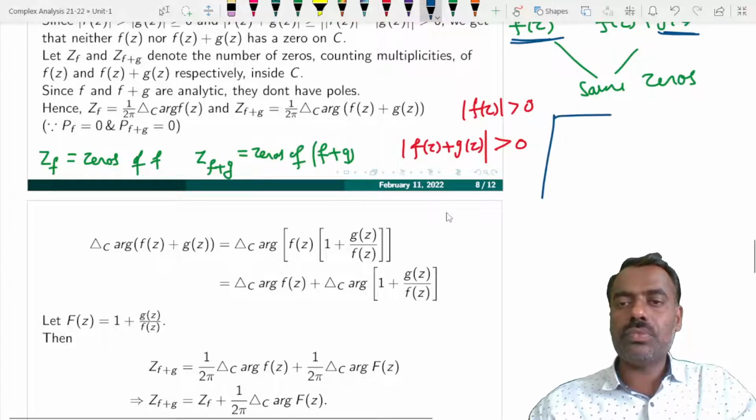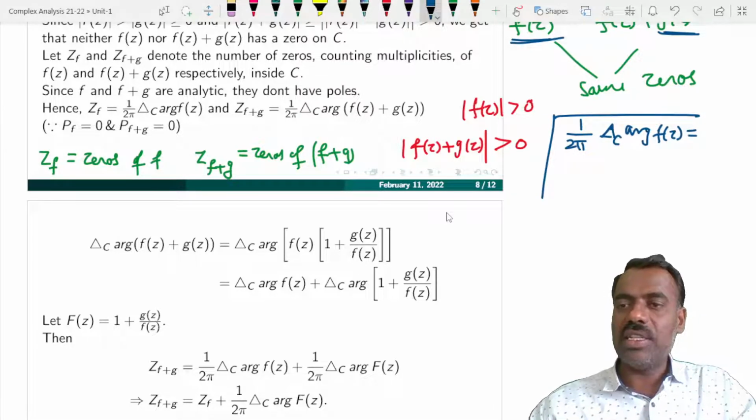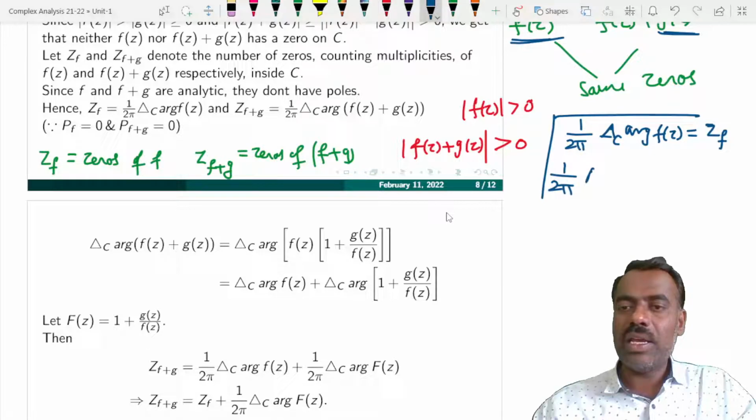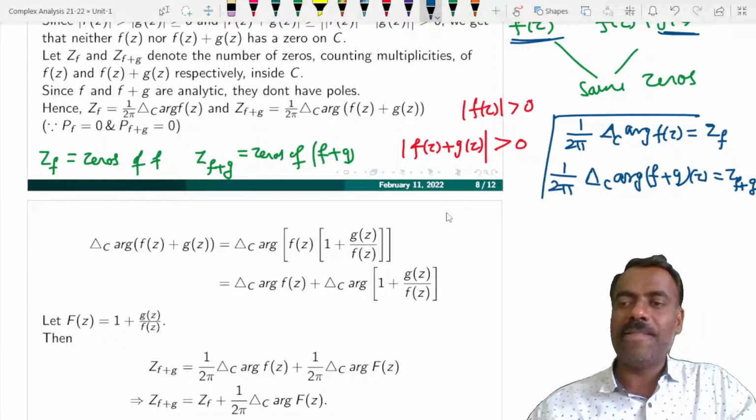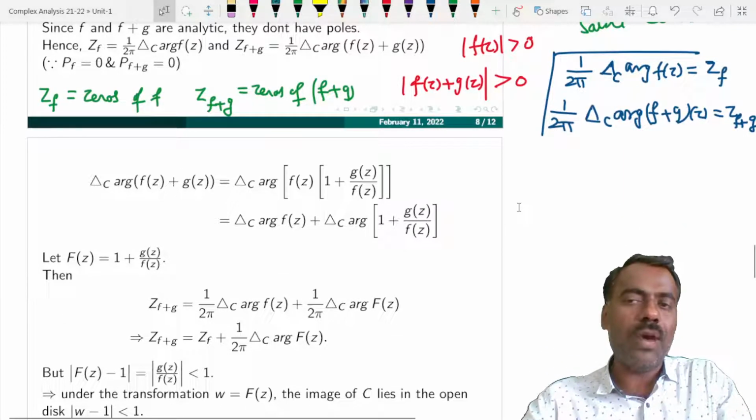So what we got here is, therefore, if we combine these two, that Z_f, that means 1 by 2 pi this delta c argument of f of z, which is nothing but Z minus P, where poles are 0, so this is Z_f. Similarly, 1 by 2 pi this argument of f plus g of z is Z_{f+g}, right? That is what we have written here, because both functions don't have poles.